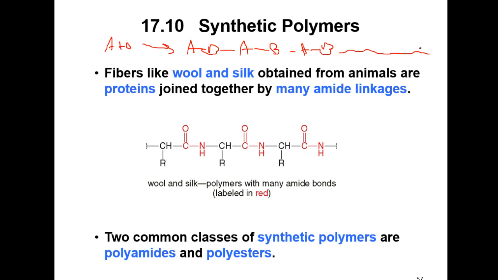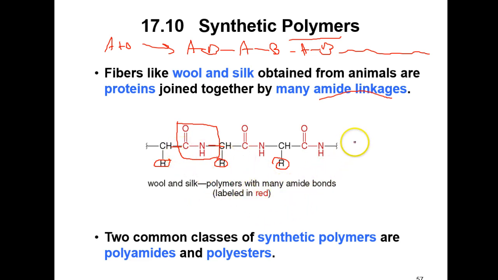Fibers like wool and silk obtained from animals are proteins that are linked by amide bonds. They're a polymer of amide bonds of repeating units. This bond right here is an amide bond, where you have a nitrogen and a carbonyl with two carbons on either side. Your R groups are all different, and depending on the R groups, you can have wool or silk. The polymers are made with the amide bonds labeled in red.